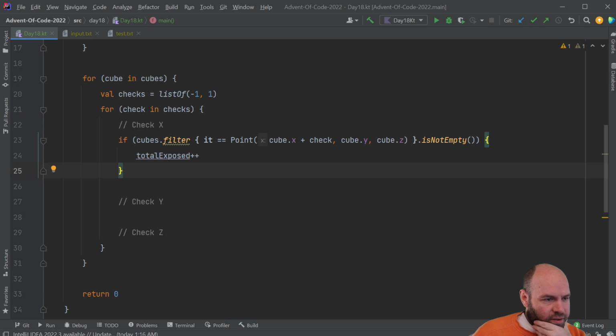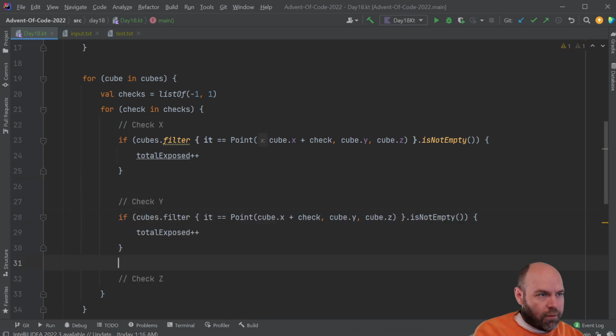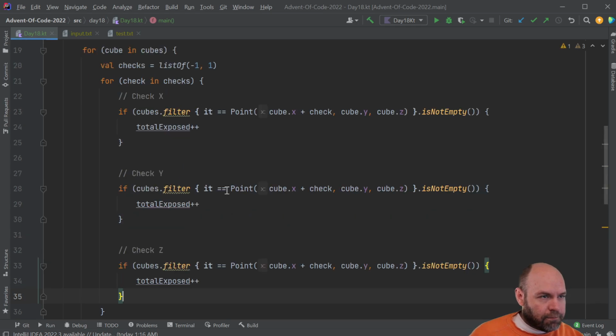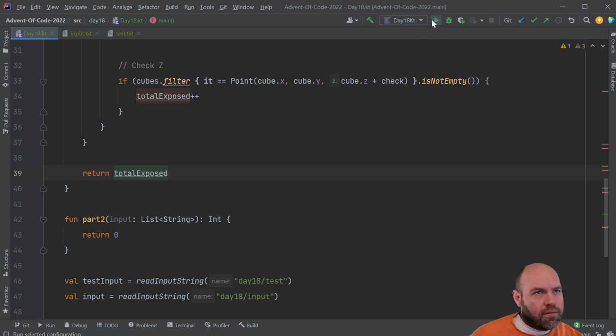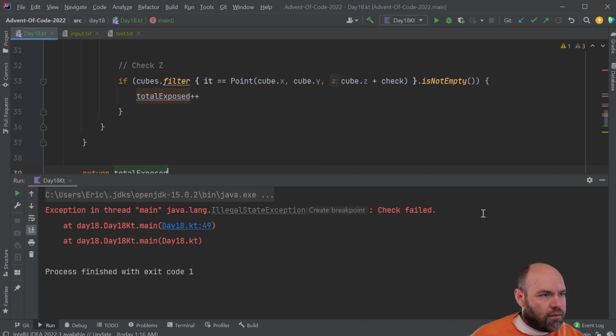And so this is going to be not immediately connected. I'm guessing for part 2, what's going to happen is we're going to look for ones that are not surrounded. It's like this would include, say, if there was a cube inside of a solid spherical shell, the cube inside would still have 6 exposed faces, even though they're not actually exposed. But that is the way the problem statement is written, so I'll do it that way. And then we'll do the same thing for y and z. Okay, and then we just need to return total exposed. See if that works. Check failed.